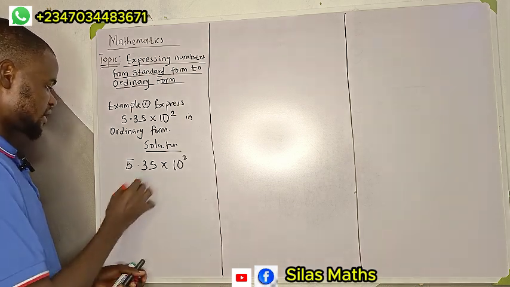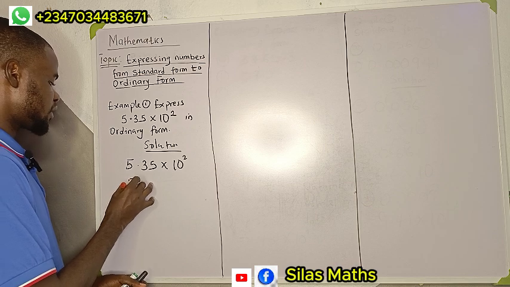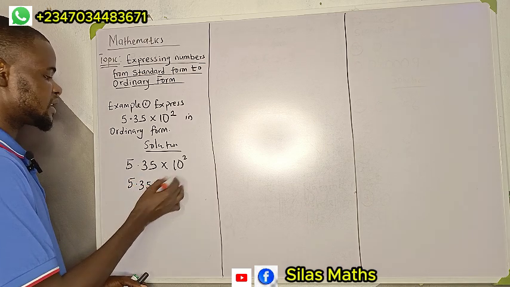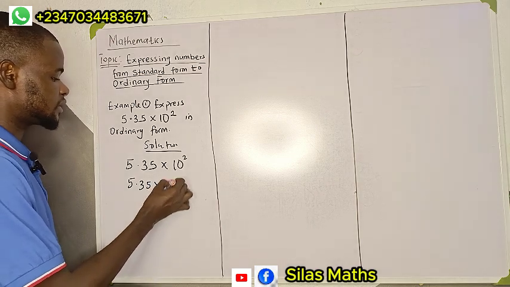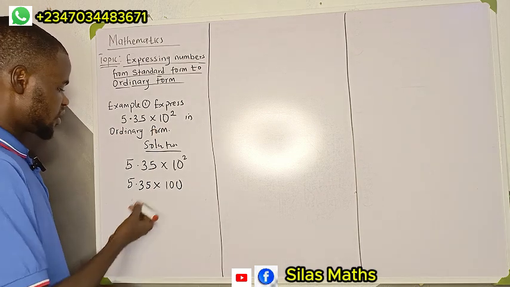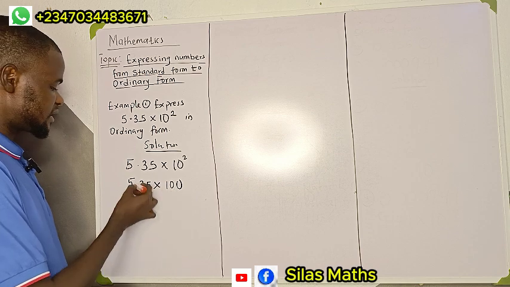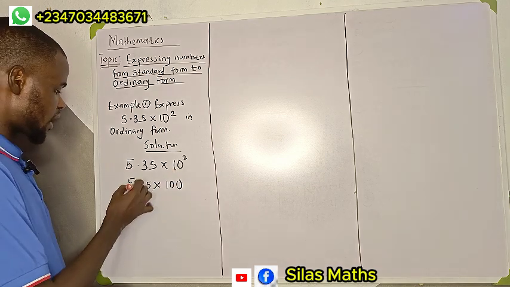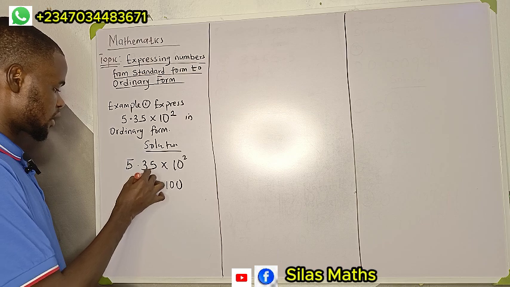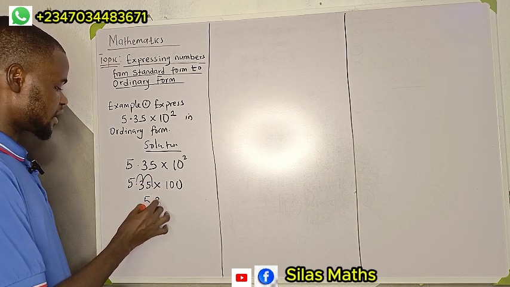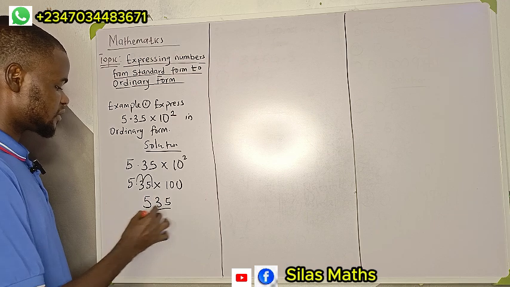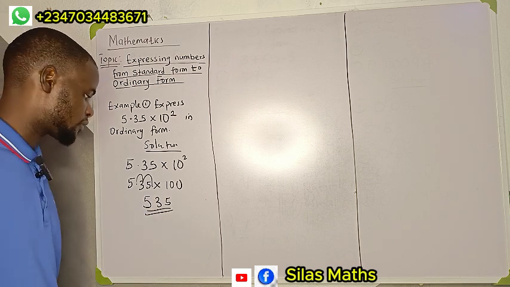So let's go ahead. 5.35 times 10 raised to the power of 2 is something like 5.35 times 100. That's 10 times 10. So if I'm multiplying this by this, I will simply shift the point twice. So this is going to be 1 and 2. So my new answer becomes 535. That is the answer in ordinary form.